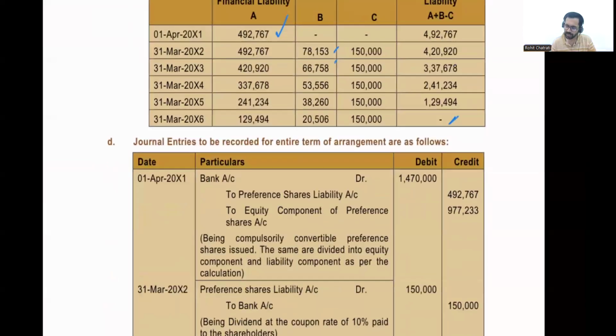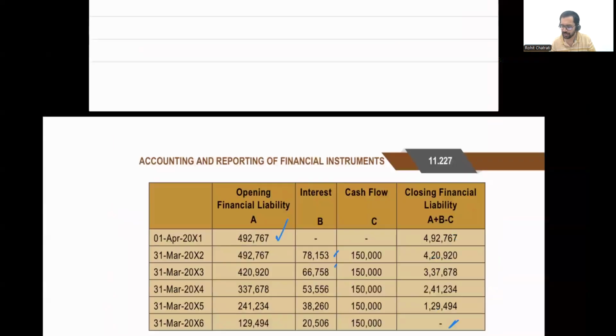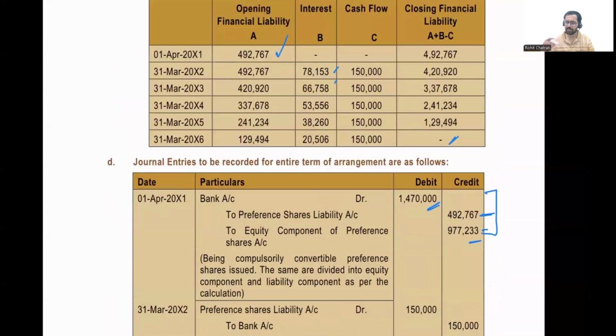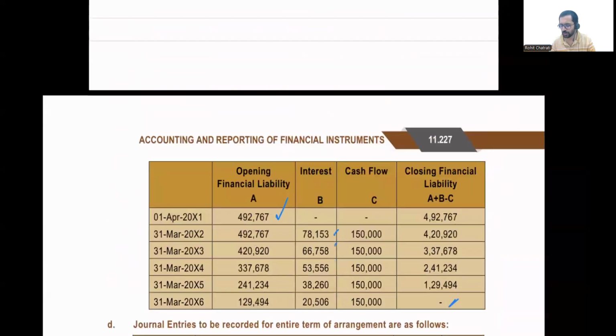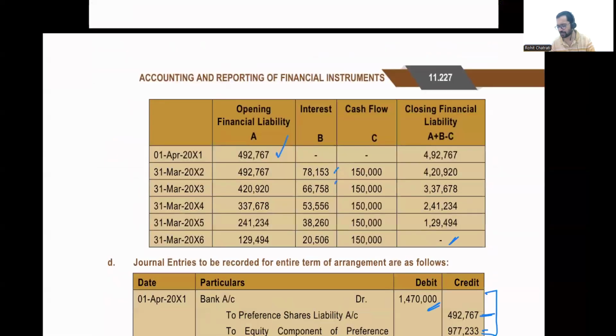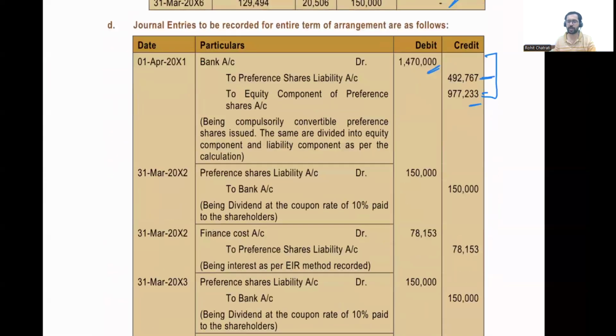In year one, they have done the net entry. They have done the entry for 14 lakh 70,000. What I have done is I showed the entry for 15 lakhs receipt and also the entry for transaction costs. But the amount that we have, obviously, they also calculated it in the same way. 492 and 977, they also would have calculated it in the same way. I had 977 227 if I'm not wrong. They have 977 233, which is purely because of rounding.